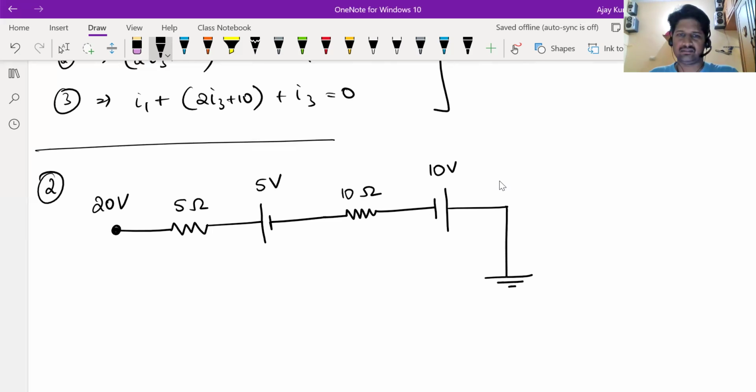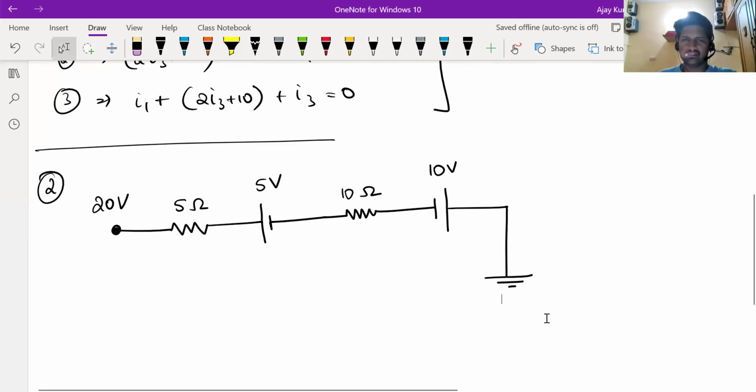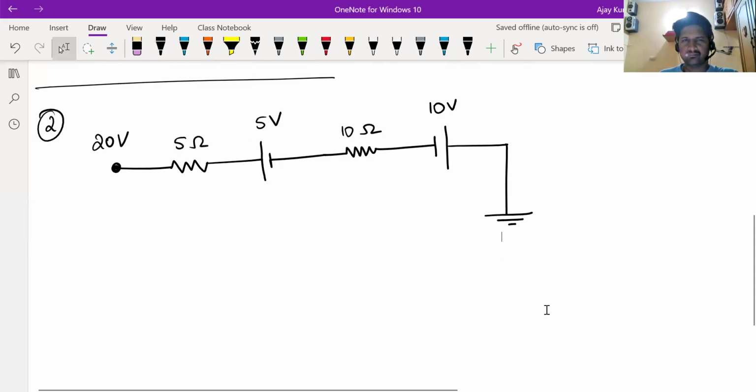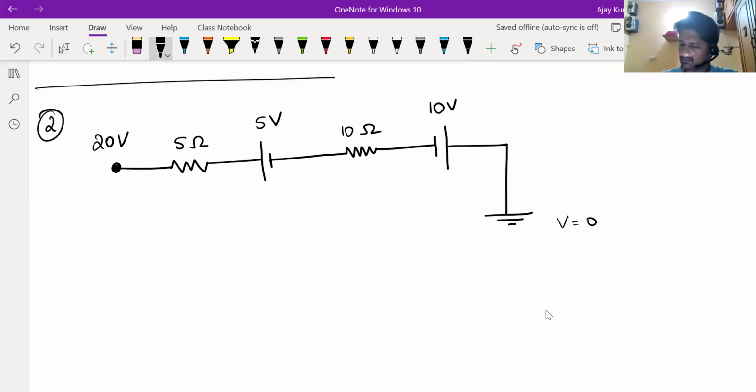Calculate the current in this branch. There's only one branch here. By some means, we are maintaining 20 volts at one end. The other side is grounded, means the potential there is 0. Calculate the current in this branch.